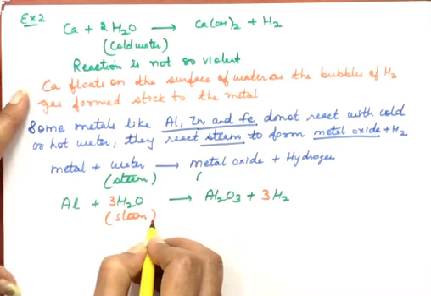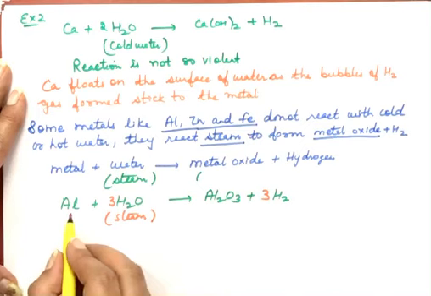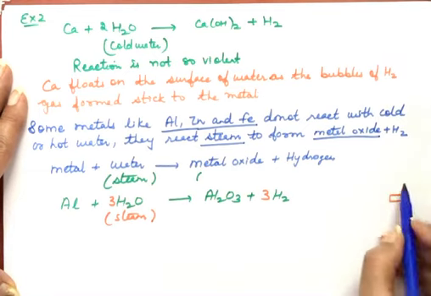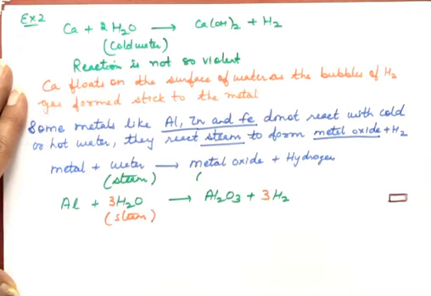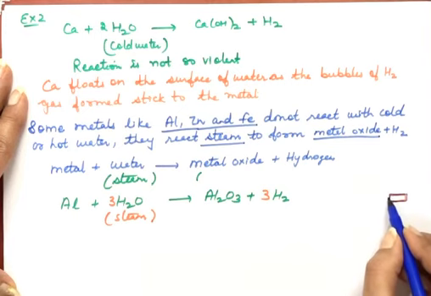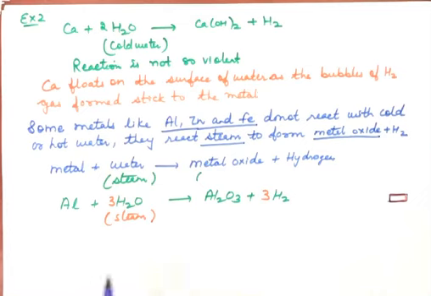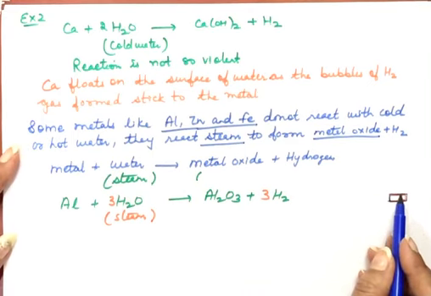And aluminium does not react with water under ordinary conditions. Why? Because on the surface of aluminium there is a passive layer of aluminium oxide. Suppose this is aluminium metal. On the surface of this, there is a layer of aluminium oxide. We say this is a passive layer. Passive means it's not reactive. So because of this aluminium oxide on the surface, aluminium is not reacting under ordinary conditions. So aluminium reacts with steam only. The reason is there's a layer of aluminium oxide which is passive here.